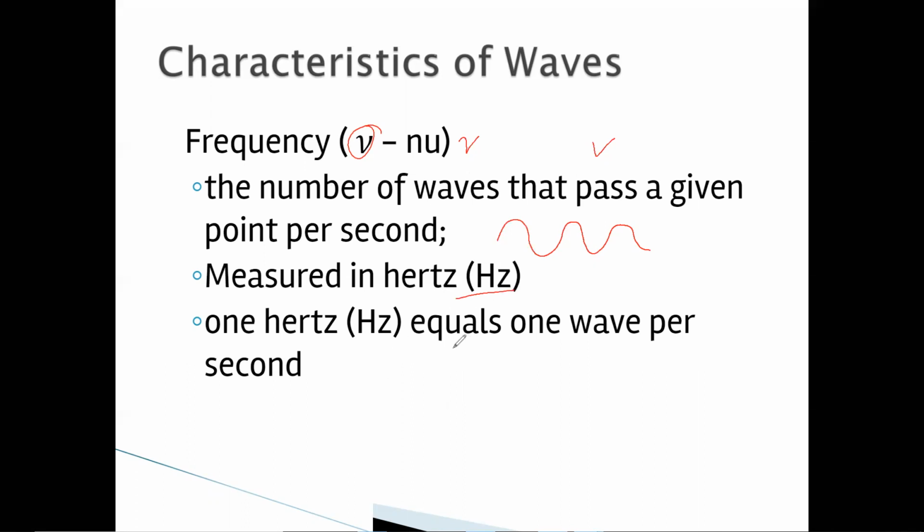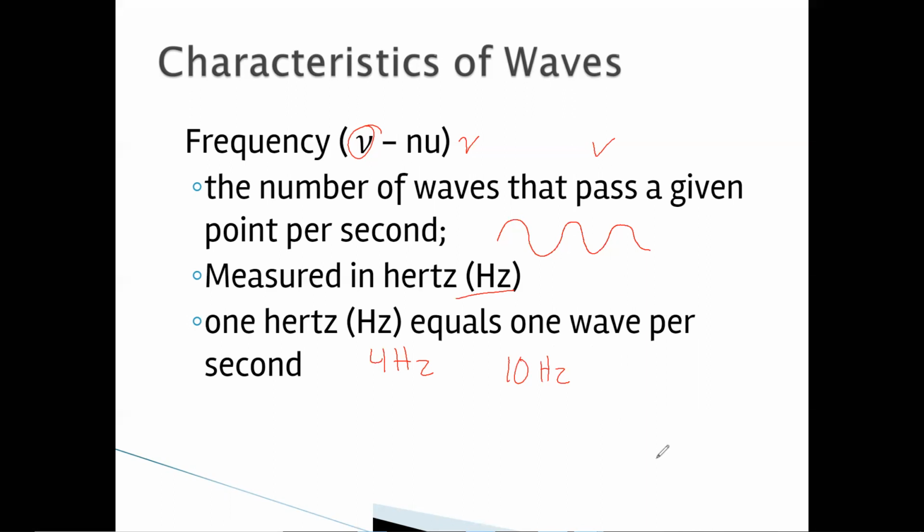1 hertz is going to be one wave passing a point per second. So it's a 1-to-1. If I were to tell you 4 waves are passing a point per second, well, that's 4 hertz. If I tell you 10 waves are passing a point per second, that's 10 hertz. There's not going to be a conversion that you need to know how to do. If I tell you however many waves are passing that point per second, that's how many hertz you have.